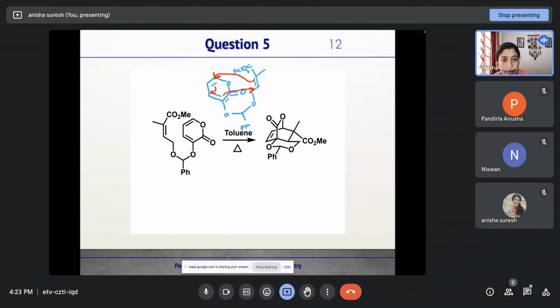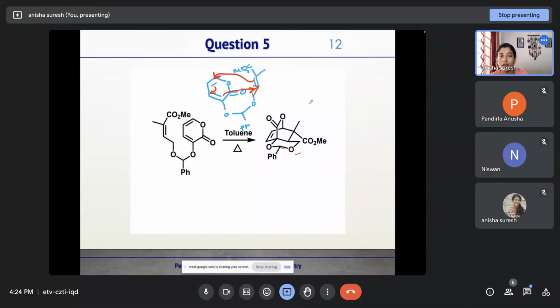And here a six membered ring will be forming. 1, 2, 3, 4, 5, see this one, 1, 2, 3, 4, 5, 6. This is the six membered ring that will be forming. That is shown here. Then the CO2Me will be coming below the plane according to the endo rule of the Diels-Alder reaction. That is what is shown here. And this group, this O, C double bond O, will be coming in the bridge position of this system.